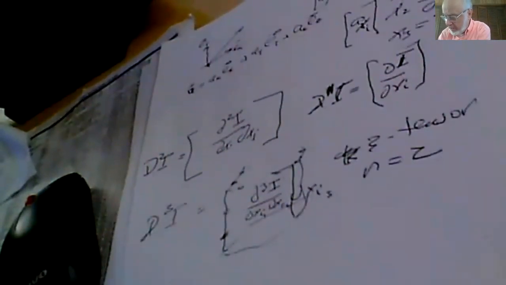And D4i, the 4th derivative tensor, is going to, I can't draw it. It's going to have yet another dimension. It's going to be an n by n by n by n thing. And the entries in it are going to be D4i by dxi1 by dxi2 by dxi3 by dxi4.